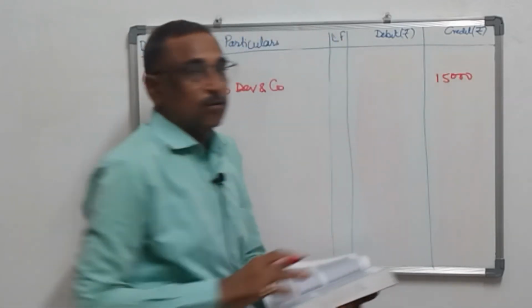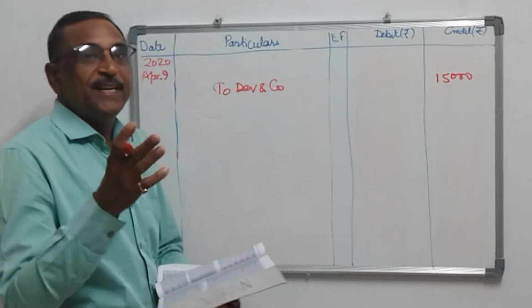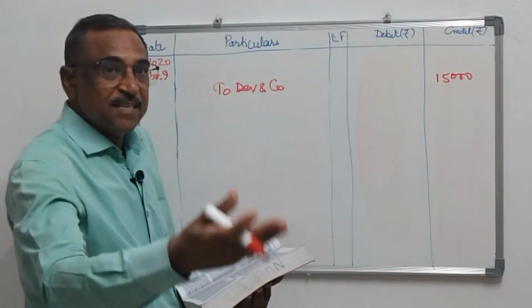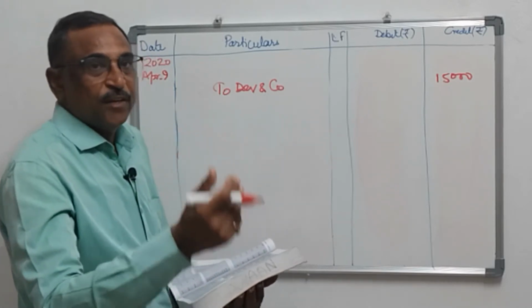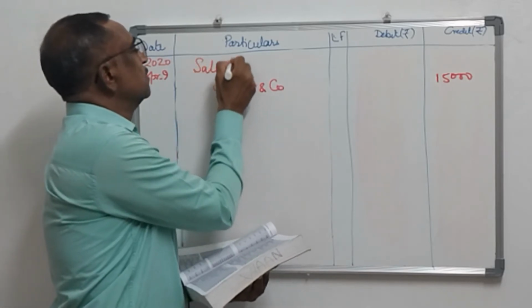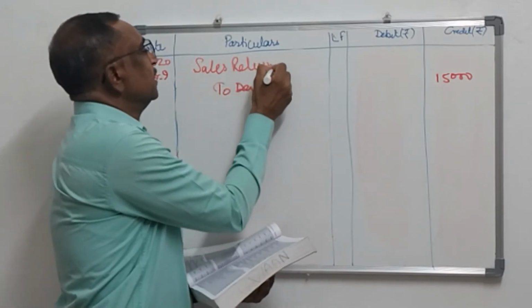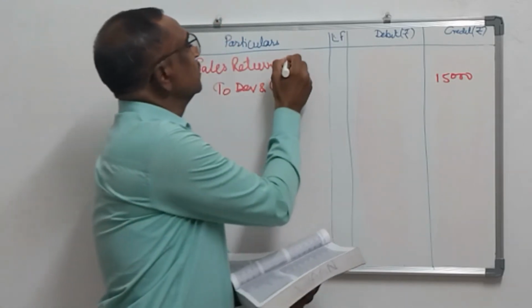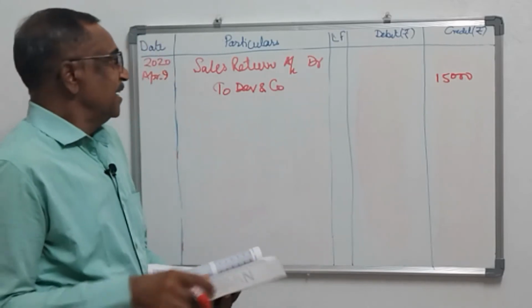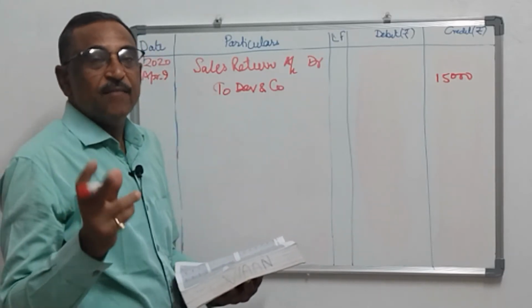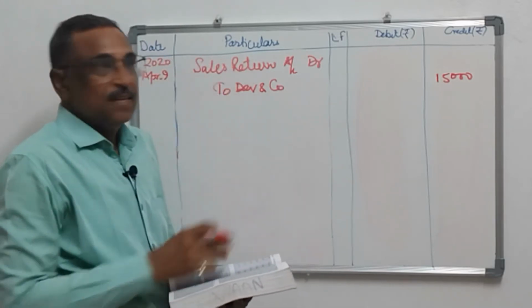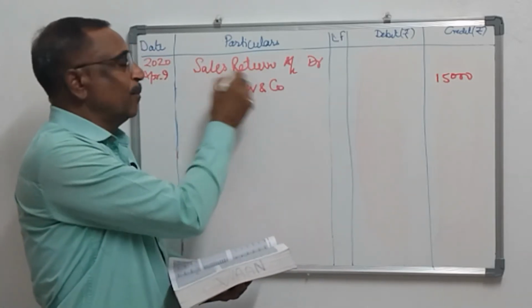Okay. Now the question is, which account will be debited? Since the sales is coming back, we are going to use the term sales return. Sales returns account debit. The reason is sales was our revenue. When the sales decreases, that means it is a sort of expense. So debit all your expenses, nominal account.